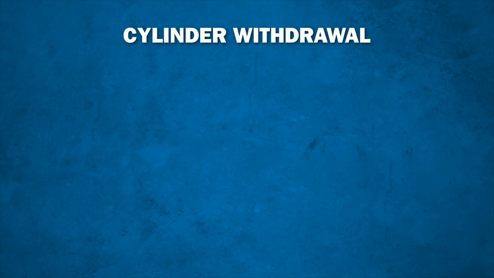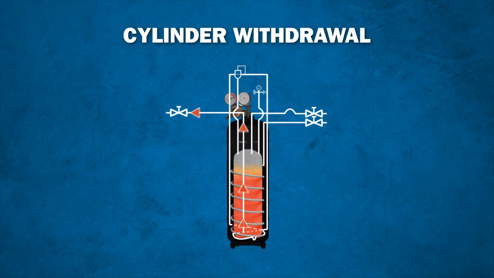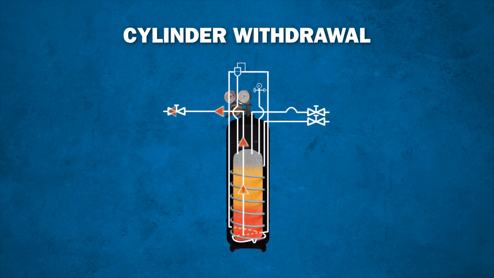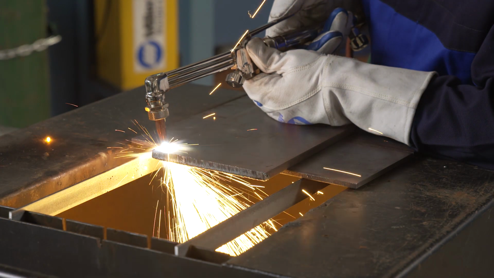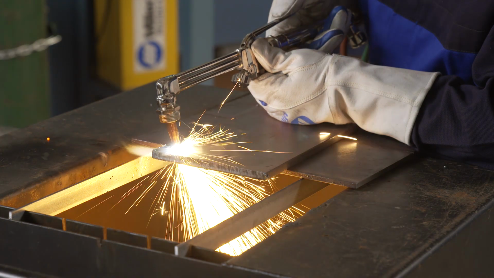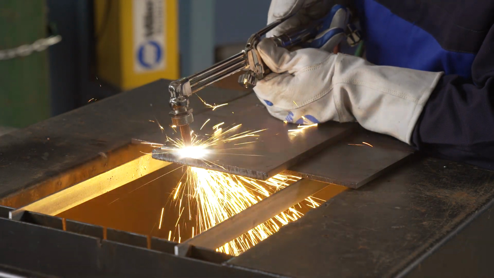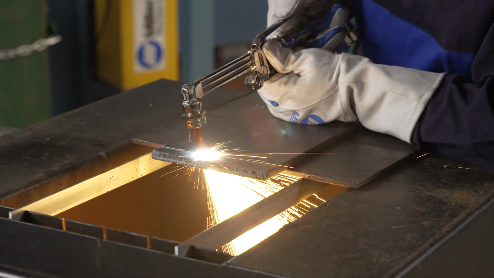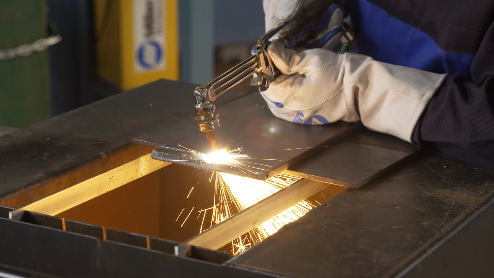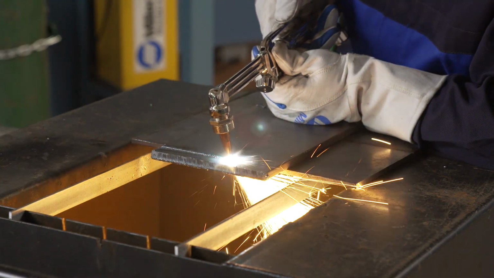When using compressed gas cylinders for Oxy-Fuel operations, it is important to understand cylinder withdrawal capabilities. Fuel gas withdrawal limitations describe the maximum amount of gas that can be withdrawn per hour in relation to the volume of the cylinder, and is calculated based on the type of gas and tip being used.